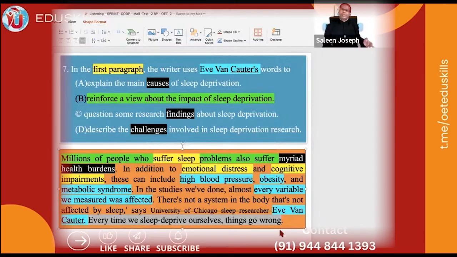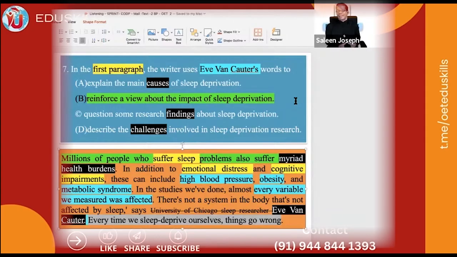And the easiest way, when you are competent, is you will look at the name. Immediately you go to the name in the text. Where is the name in the text? At the end of the text. So you don't require much time to find it out. Immediately you go to that author's name, then you see what he has said. There is not a system in the body that is not affected by sleep, means every system in the body is affected. Reinforce a view about the impact of sleep deprivation, reinforcing, giving evidence, or illustrating.